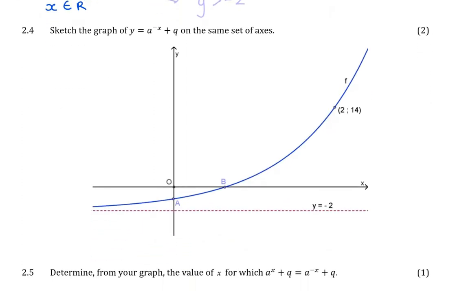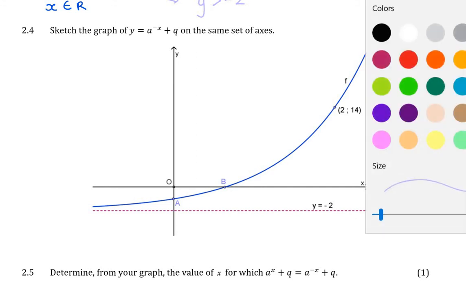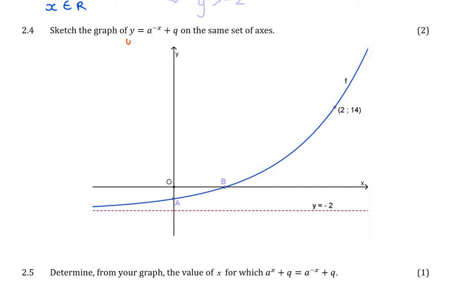Then it says, sketch the graph of y is equal to a to the negative x plus q. So just be careful, the graph that they gave you was y is equal to a to the x plus q. Now they're asking you to draw y is equal to a to the negative x. So when you change the sign of x, what transformation is that? That is a reflection over the y-axis. Don't forget that when you change the sign of x, you're reflecting over the y-axis. So my point at A would stay in exactly the same place. B would reflect over the y-axis.